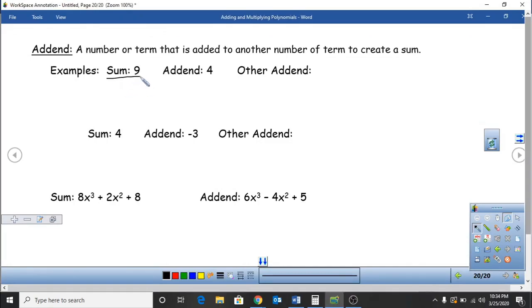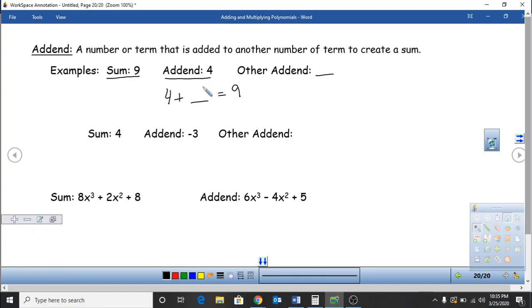So some examples, and I'll just start with numbers, right? If the sum is 9, so again, this is the total, this is what it's equal to, and one of the addends is 4, I need to figure out what the other addend is, okay? These are called addends, so you've got to remember these are the two things I add. So I'm going to add 4 plus, well, I don't know what the other addend is, so I'm just going to leave it blank. But I do know that the sum or the total is going to be 9, so 4 plus some number will be equal to 9.